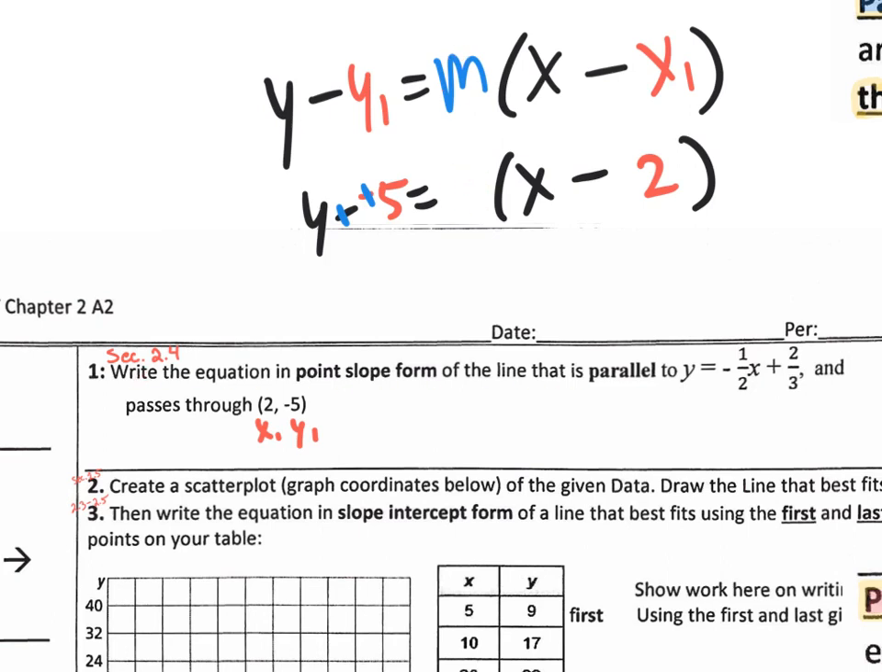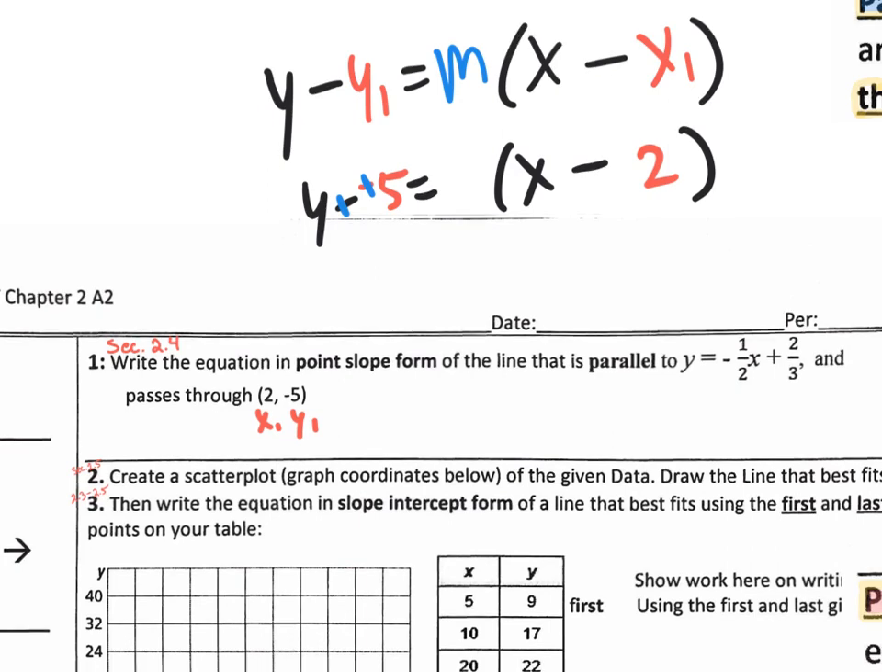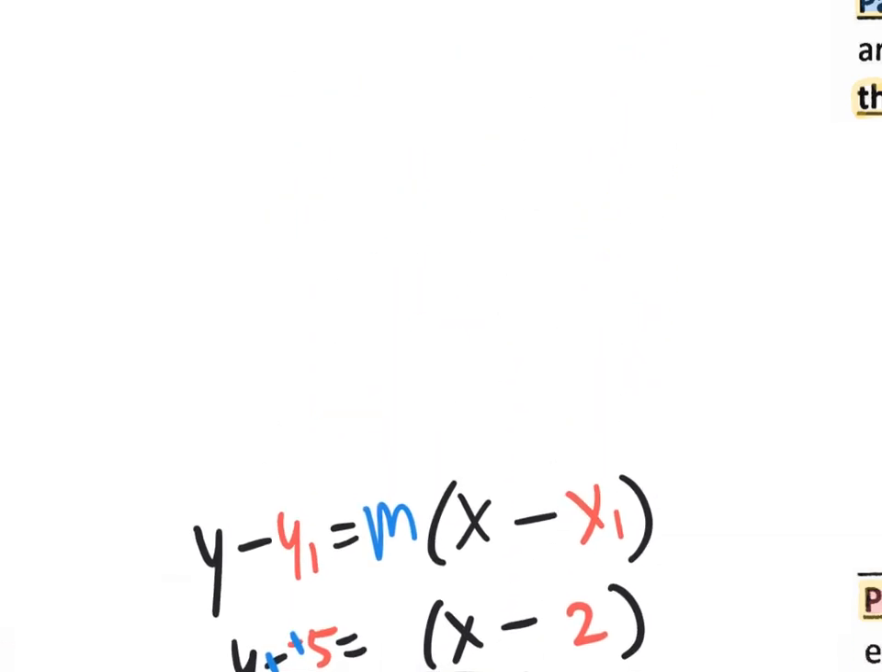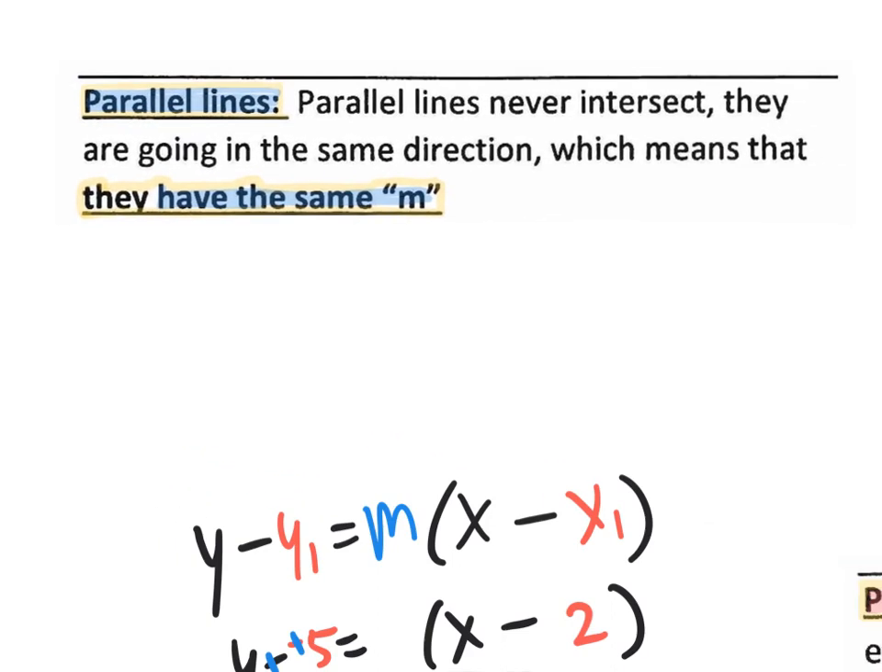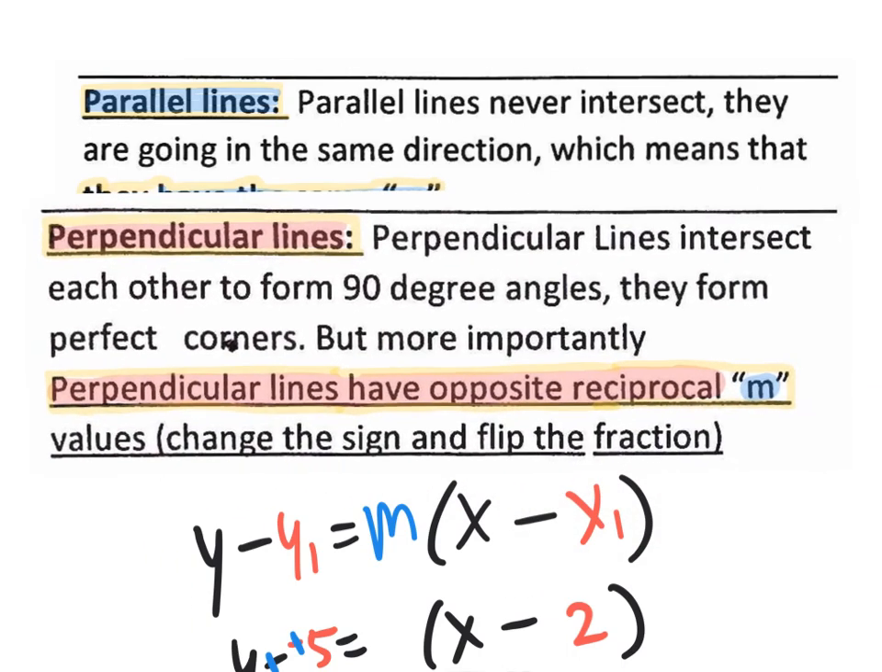And they don't directly give us a slope. They indirectly give us a slope. They tell us that our line is parallel to this guy. And parallel means what? Same slope. So just a quick review right here, guys, from our notes on this section. Parallel lines have the same slope, the same m value, and perpendicular lines have opposite reciprocal m values.